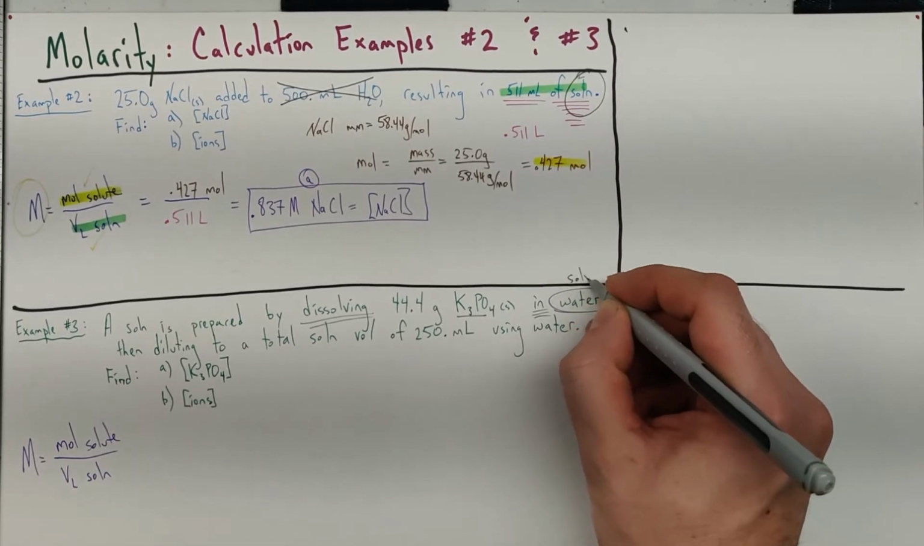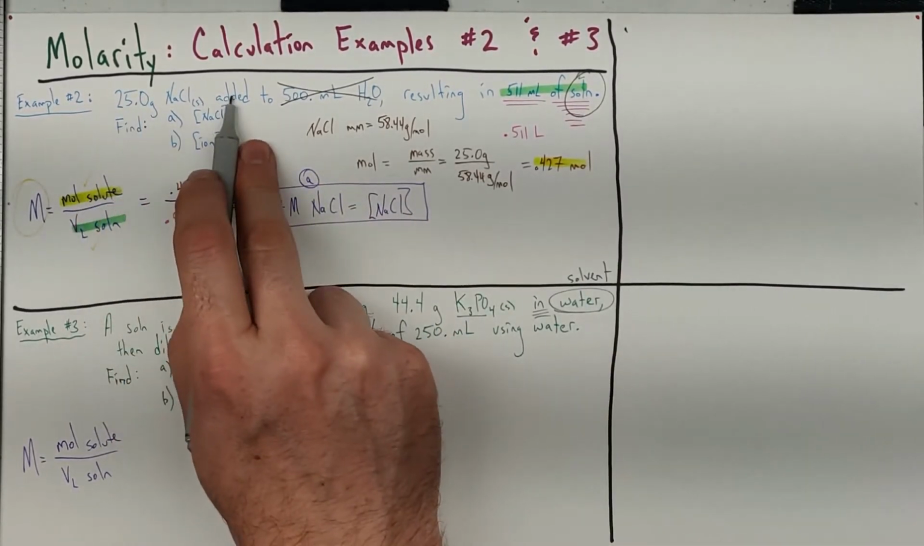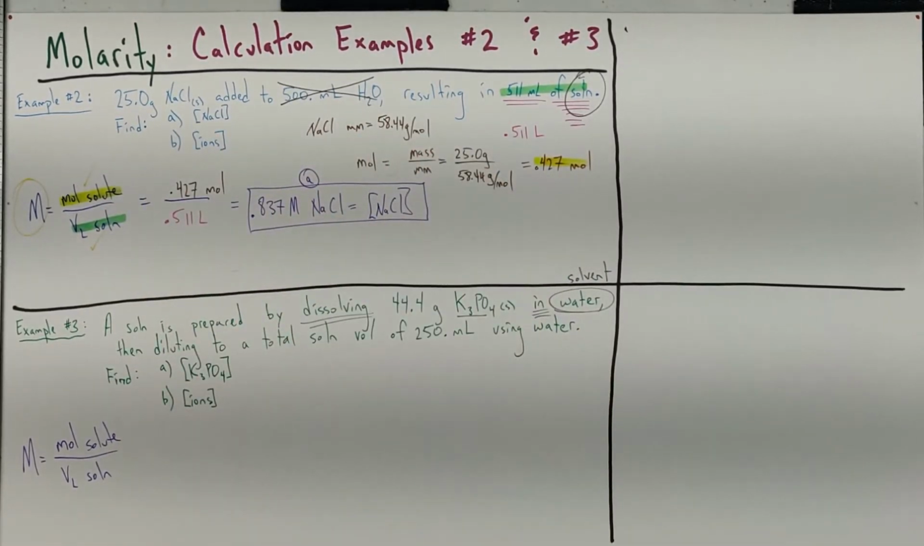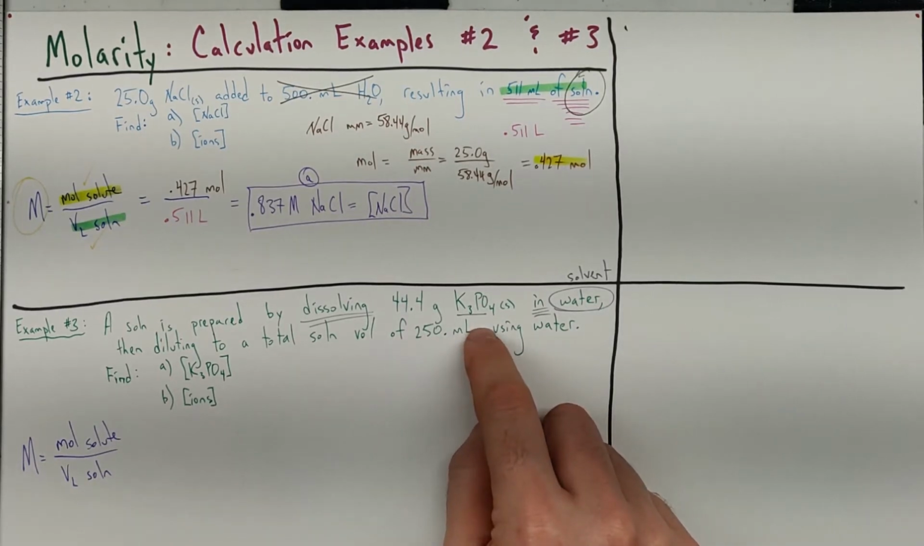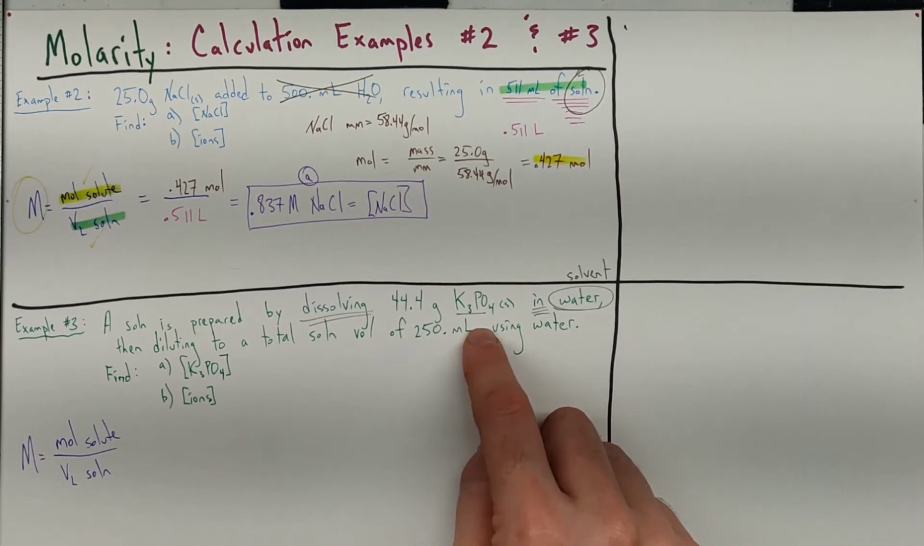So that water has to be our solvent. Similarly up here, NaCl is added to the water, right? So our water ends up being our solvent there as well, and by process of elimination that leaves the K3PO4, tripotassium phosphate, as our solute.